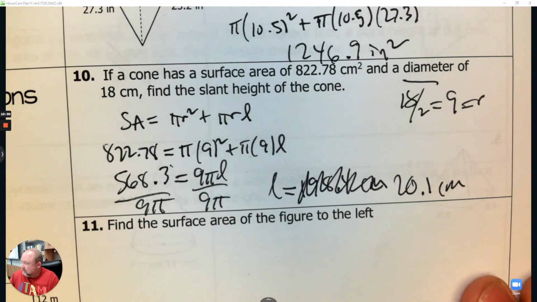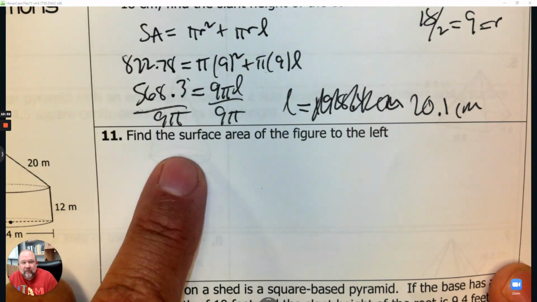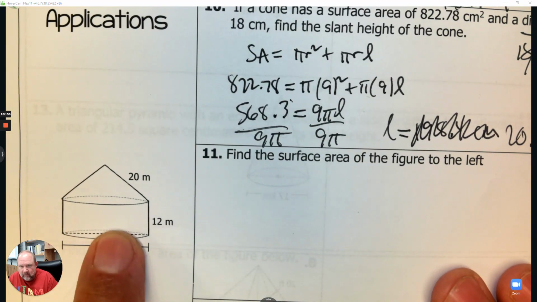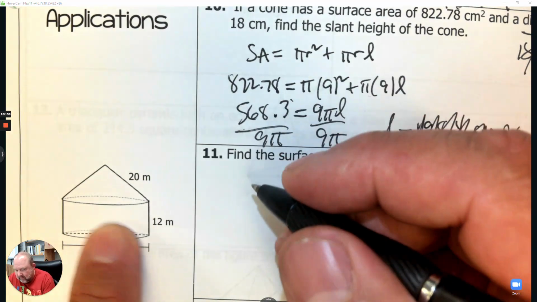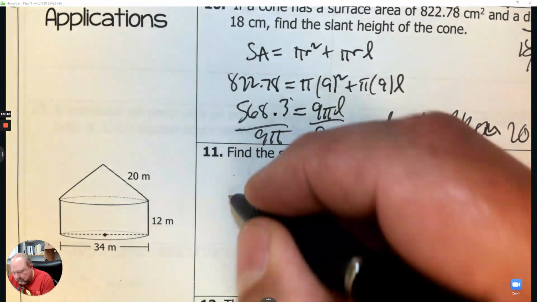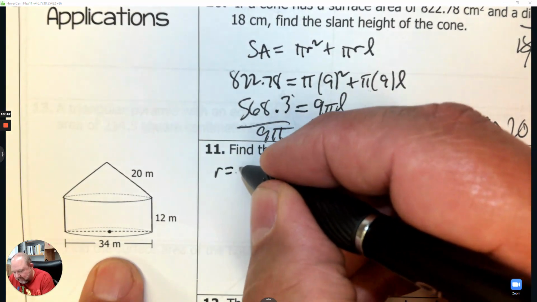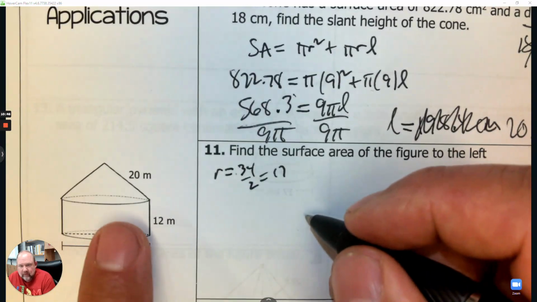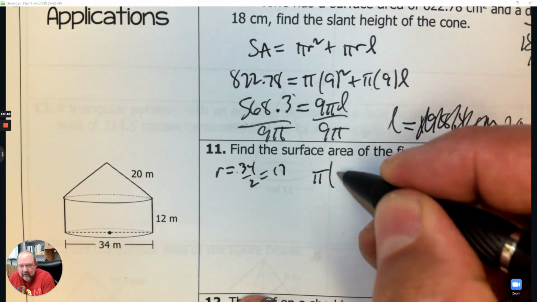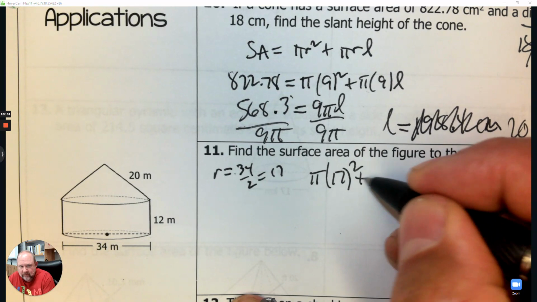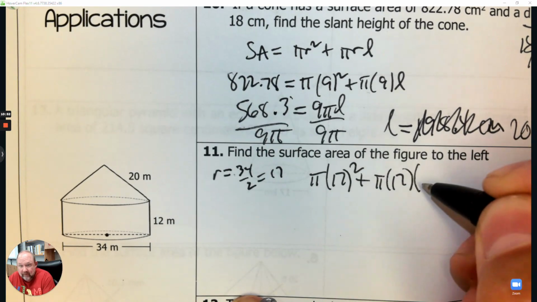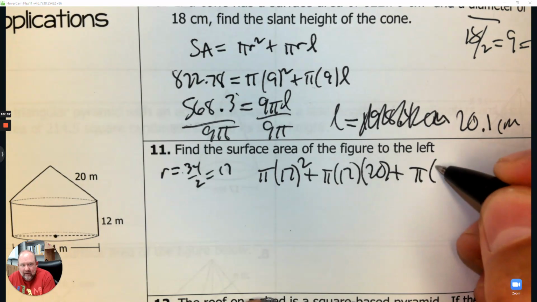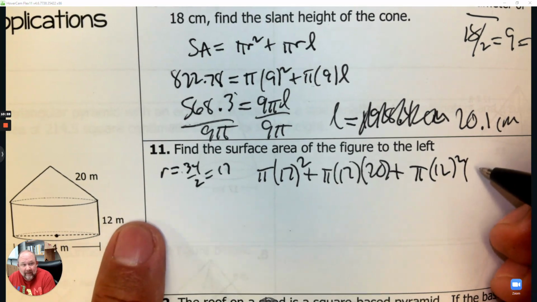All right, let's try it again. Find the surface area of this figure, which is a composite figure, right? So we have a cone and a cylinder. So the cone on top, the radius is half of 34. So both of it is 17. So for the cone, it's pi r squared plus pi r in the slant height, which is 20. The cylinder is pi r squared times the height, which is 12.